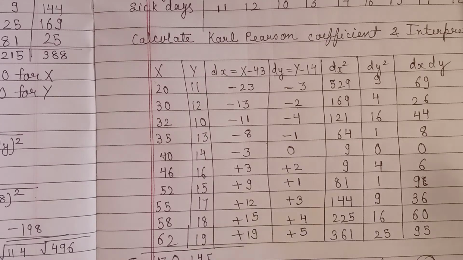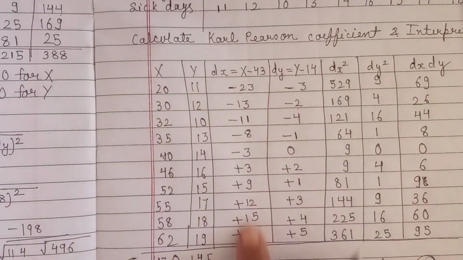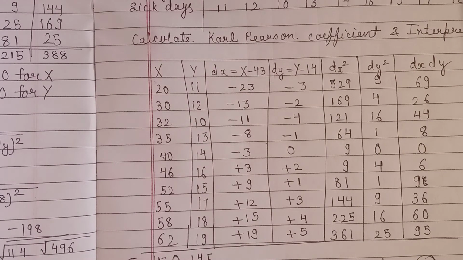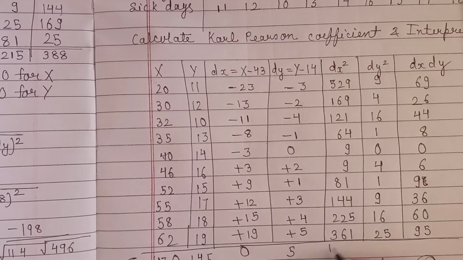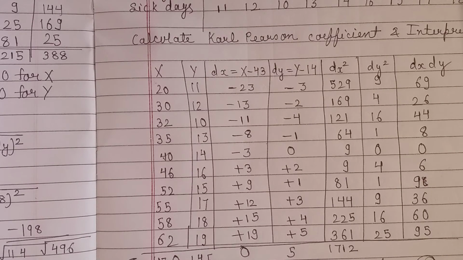Okay, now if we calculate all these values, what will we get? The sum of dx is 0, which means everything will cancel out and you get 0. The sum of dy is 5. The sum of dx square is 1712 and the sum of dy square is 85.